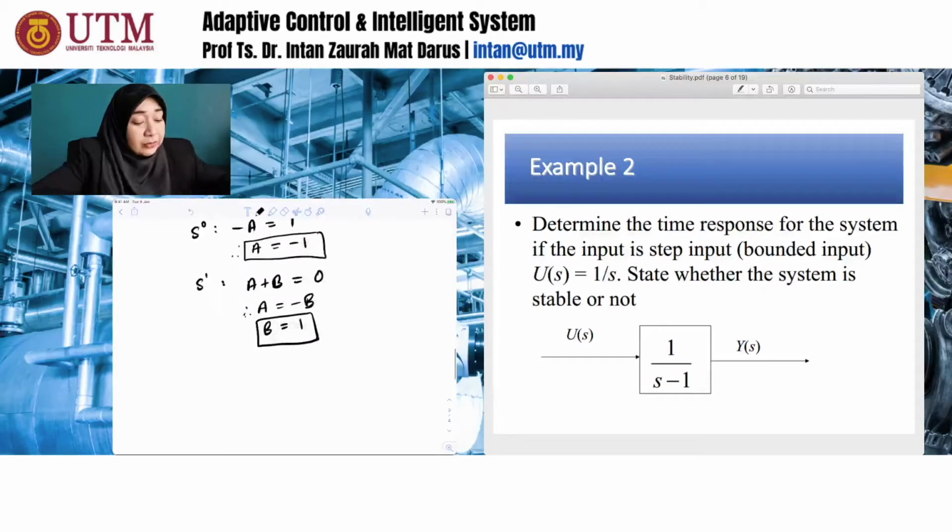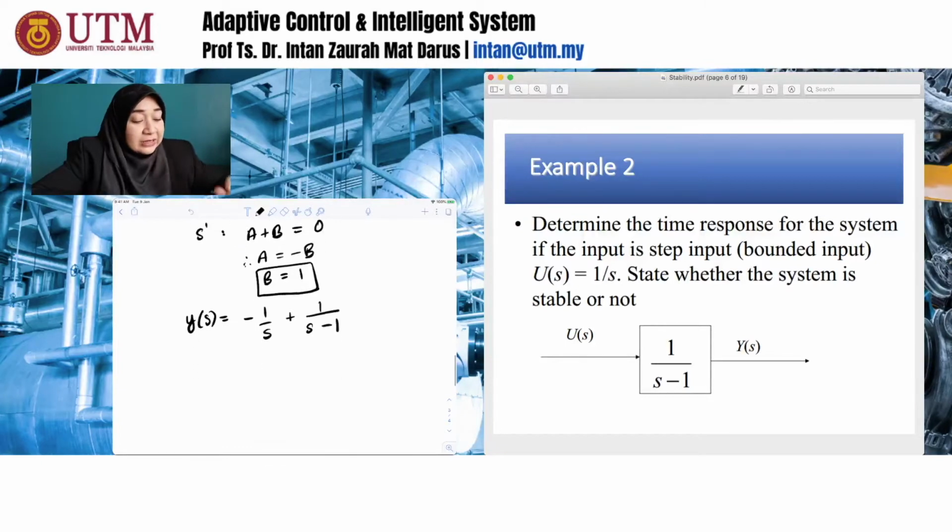So then we put that back into our equation. Y(s) is equal to minus 1 over s plus 1 over s minus 1. It doesn't really matter what your numerator is. You can see that the denominator will actually affect your stability. Why? Let's take the Laplace transform of this.